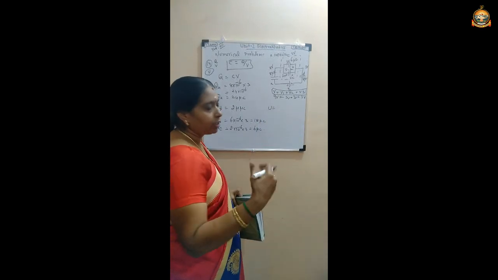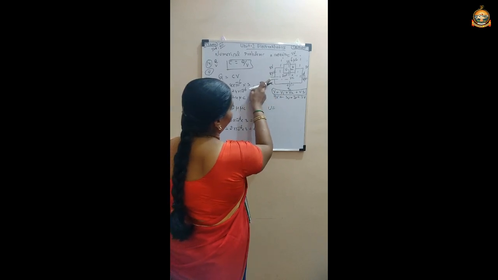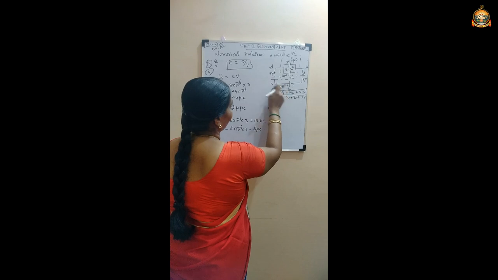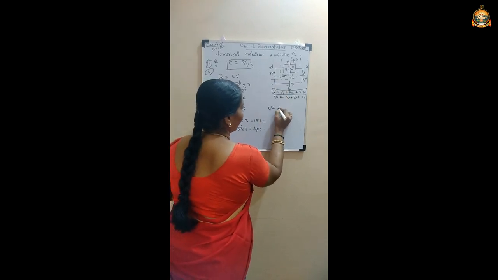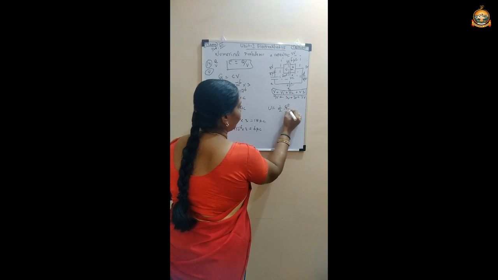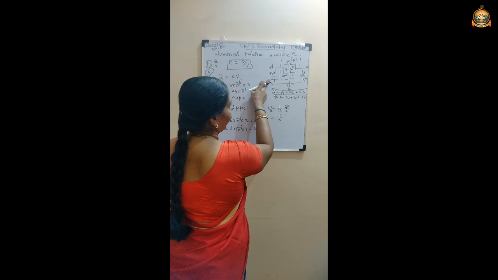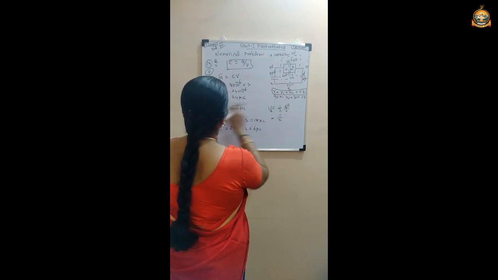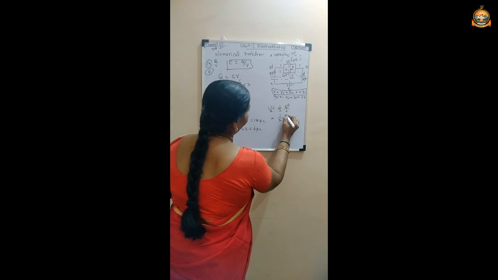Now we find out the energy stored in each capacitor. Here the capacitors are in series. For capacitors in series, charge is constant, so we have to take the formula 1 by 2 Q squared by C. That is equal to U_A. What is the energy stored in capacitor A? 1 by 2, what is Q_A? Q_A is 24 microcoulombs, squared.